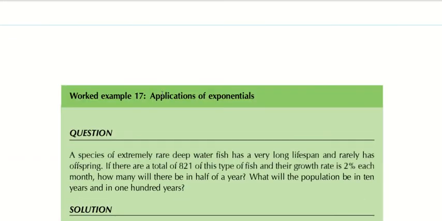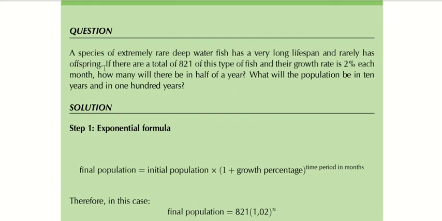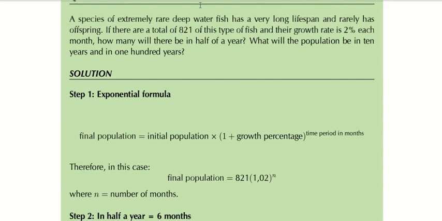Alright, so worked example number 17 is applications of exponentials. The next question states: a species of extremely rare deep water fish has a very long lifespan and rarely has offspring. If there are a total of 821 of this type of fish and their growth rate is 2% each month, how many will there be in half a year?